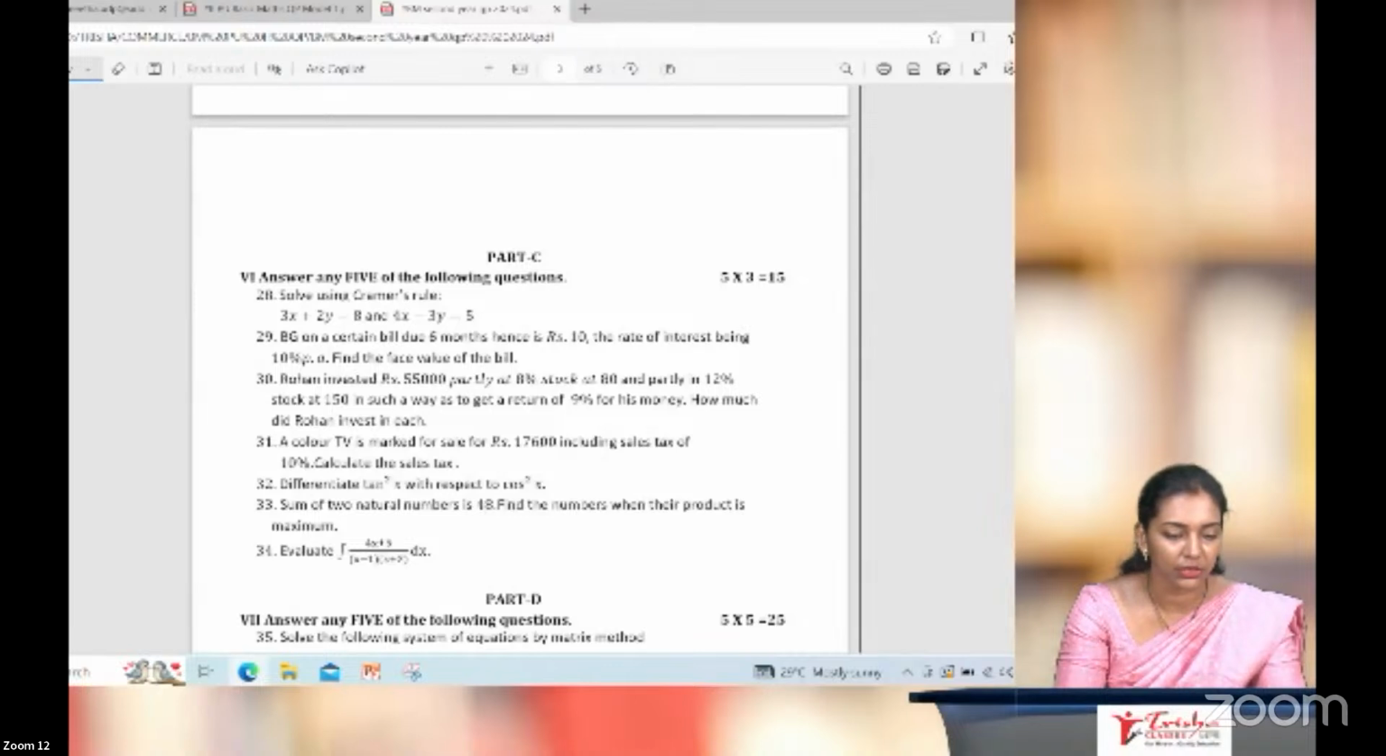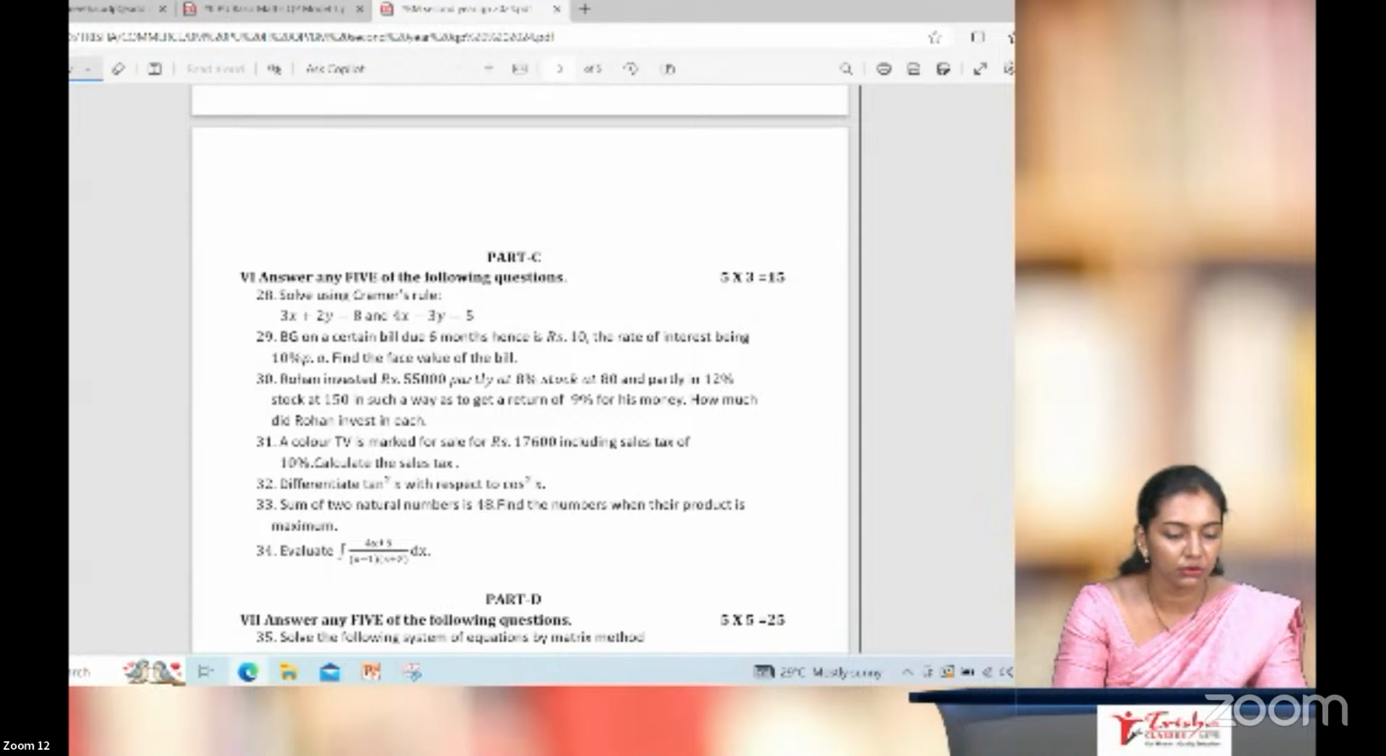So the sum of two natural numbers is 48. Find the numbers when the product is maximum. Okay, the application of differentiation. So please go through that: increasing, decreasing functions, or maxima, minima. Any questions will be asked under this part C for 3 marks.